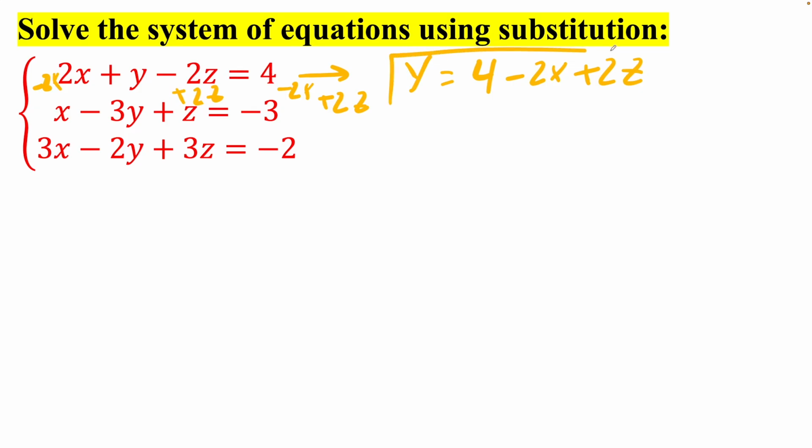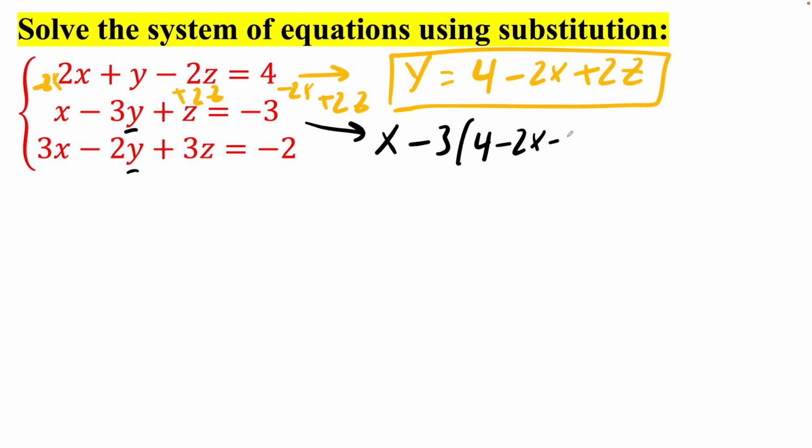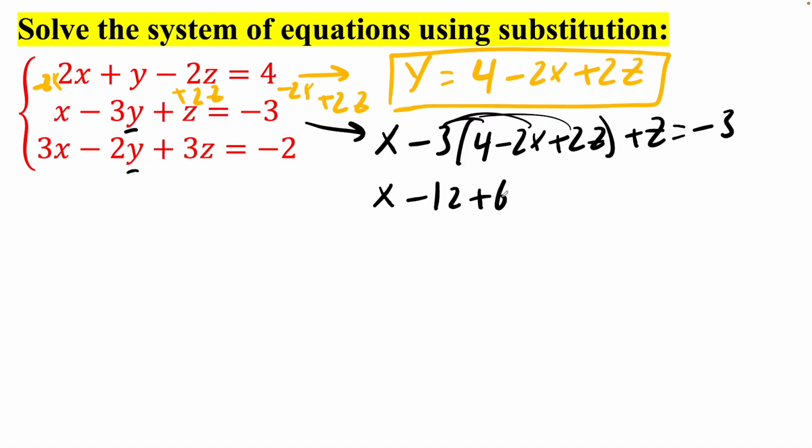Let's go ahead and box this in. So I'm going to replace y with what it is, and I'm going to replace y with what it is. So we have x minus 3 parentheses 4 minus 2x plus 2z, close it, plus z is equal to negative 3. Distribute, distribute, distribute. So we have x minus 12, negative times a negative is a positive, so we have a plus 6x. Negative times a positive is a negative, so you have negative 6z, plus z is equal to negative 3.